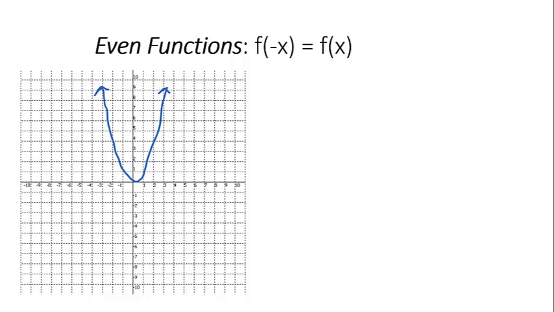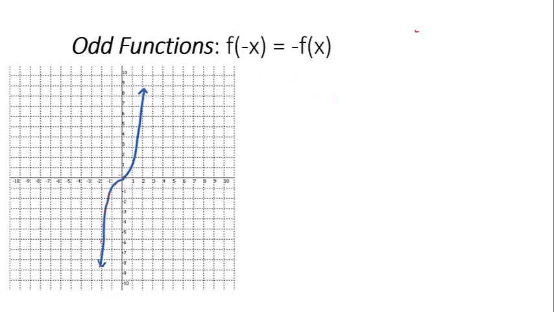If I fill in negative 2 for x, I get out positive 4 as my output value. So when I fill in 2, I should also get out 4, which I do. We can see that the graph reflects itself across the y-axis.